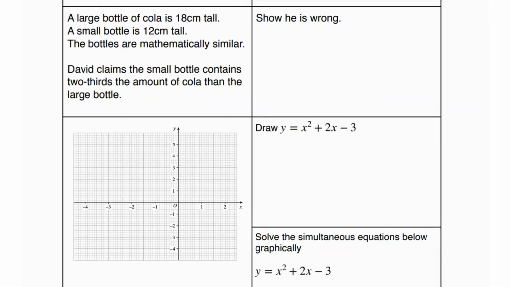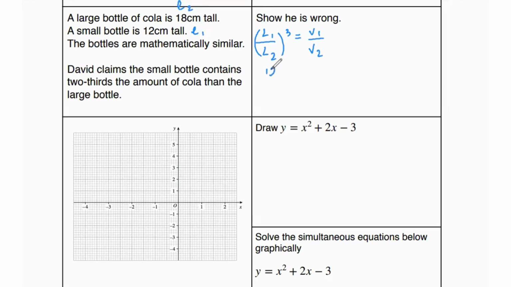Show he's wrong. So whenever we have two objects or shapes similar to each other, and we're talking about the volume, because for liquids we use volume to measure, we don't use the area, L1 over L2 whole cube would equal volume 1 over volume 2. This is the equation that we're going to use. Over here, let's say that the small bottle is L1 and the large one is L2.